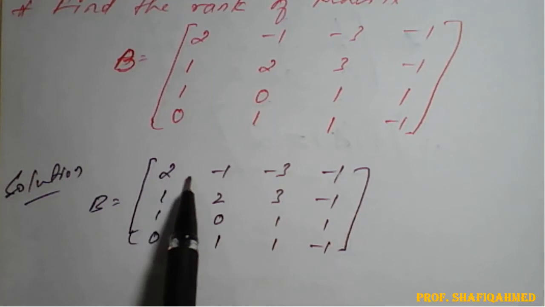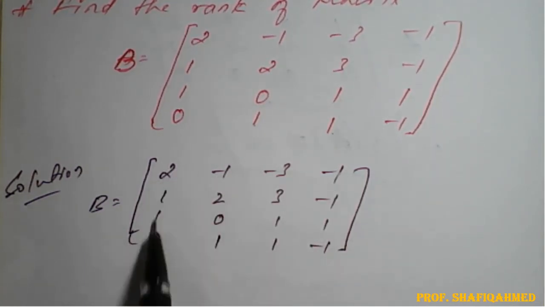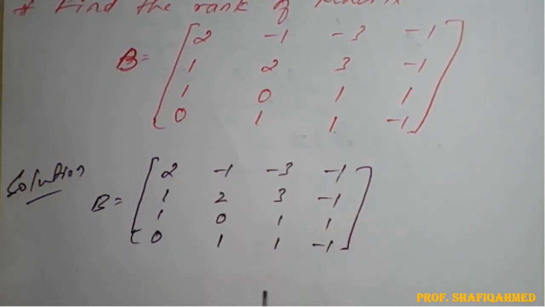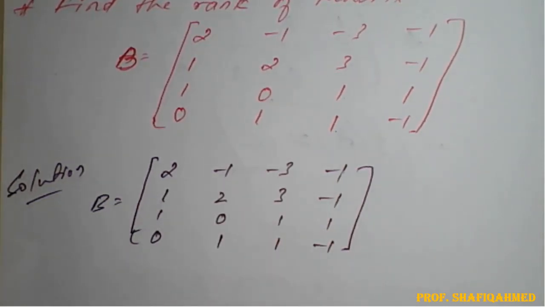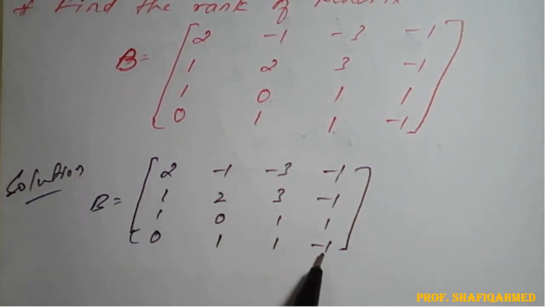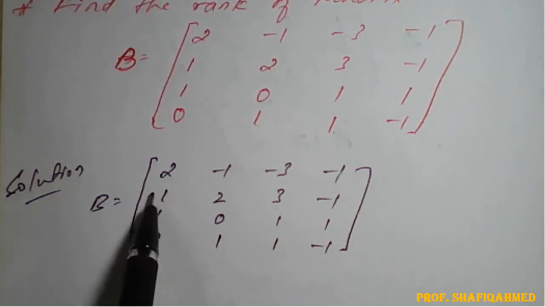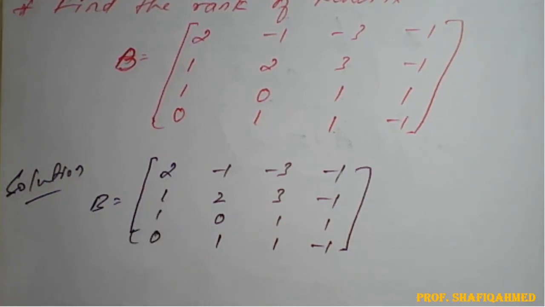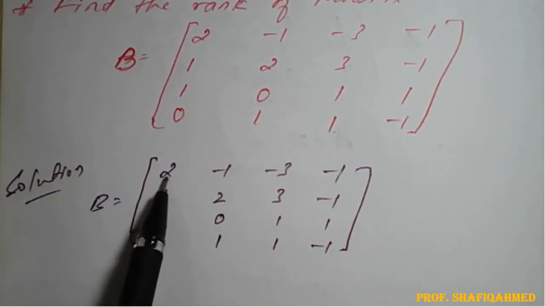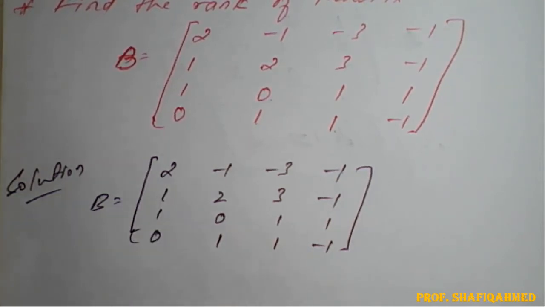So you can see here this is row 1, row 2, row 3, row 4. So 4 rows and 4 columns are there. It is a square matrix, and you can see that 2, 2, 1, minus 1 are the diagonal elements, so we have to make this element 0, this element 0. But the first row's first element is not 1, so first we will change this row. We can interchange the first and second row or any other row so that it will be easy.